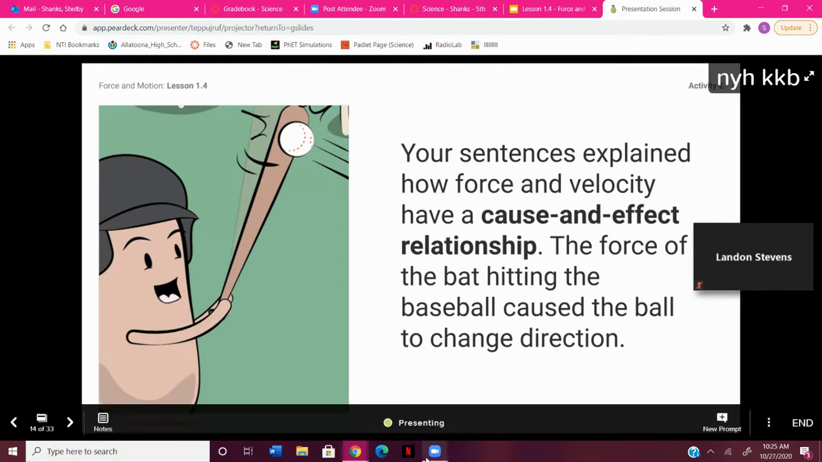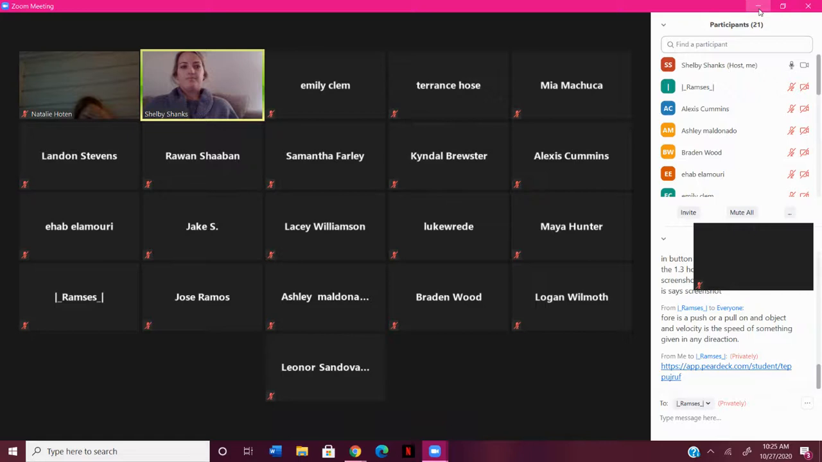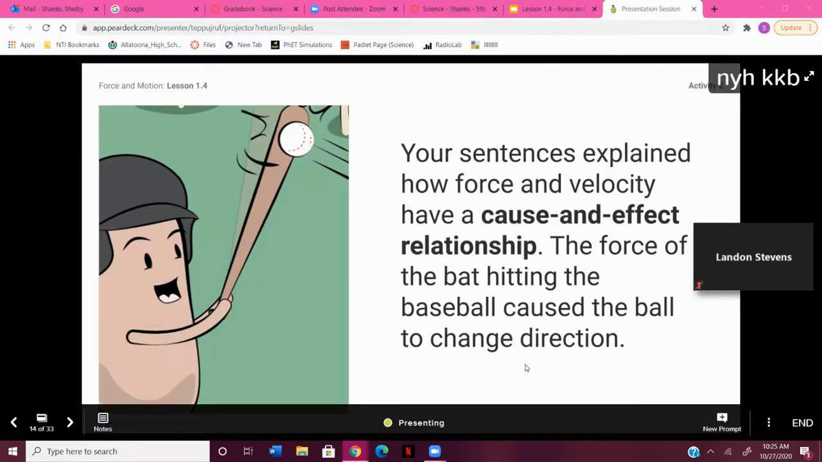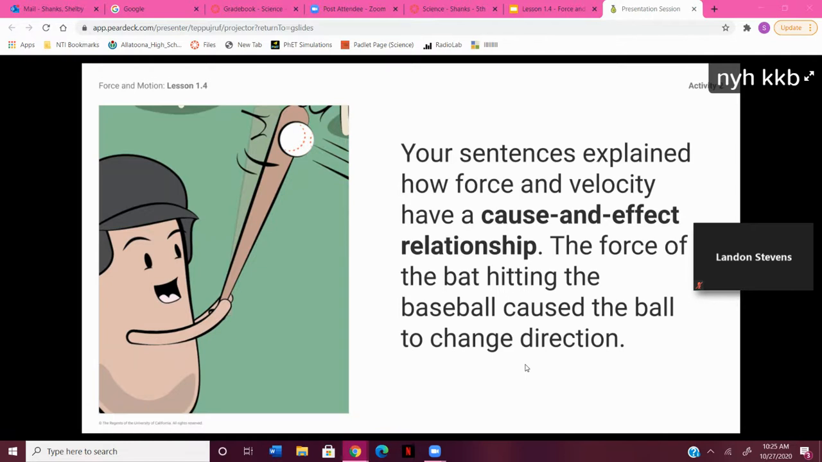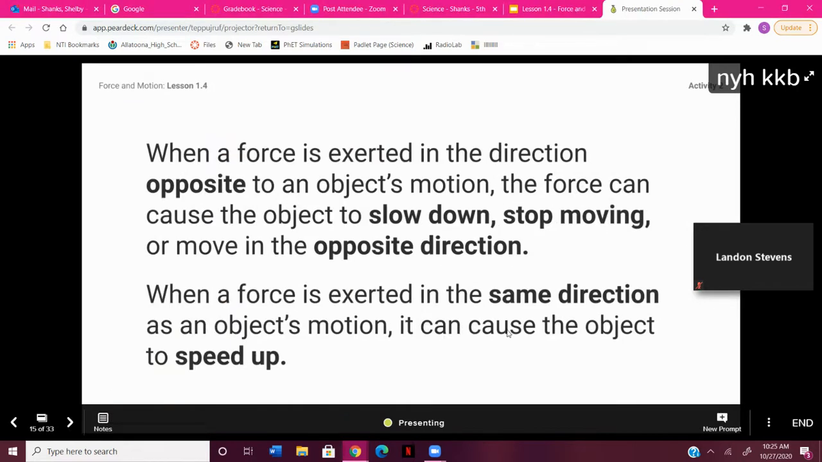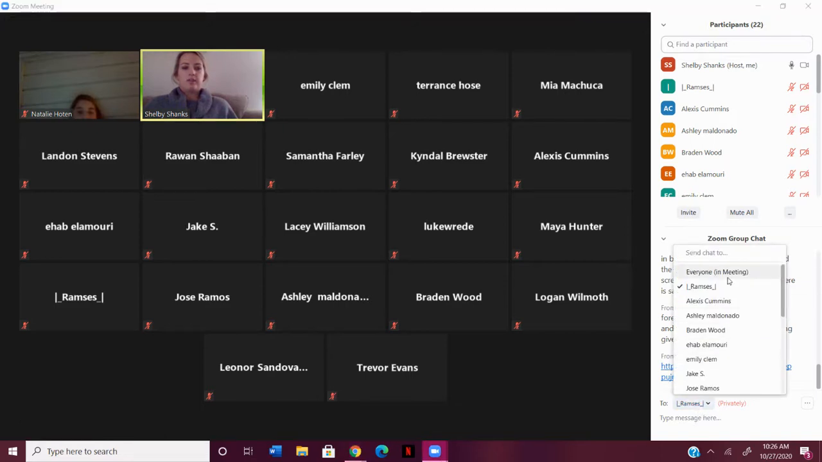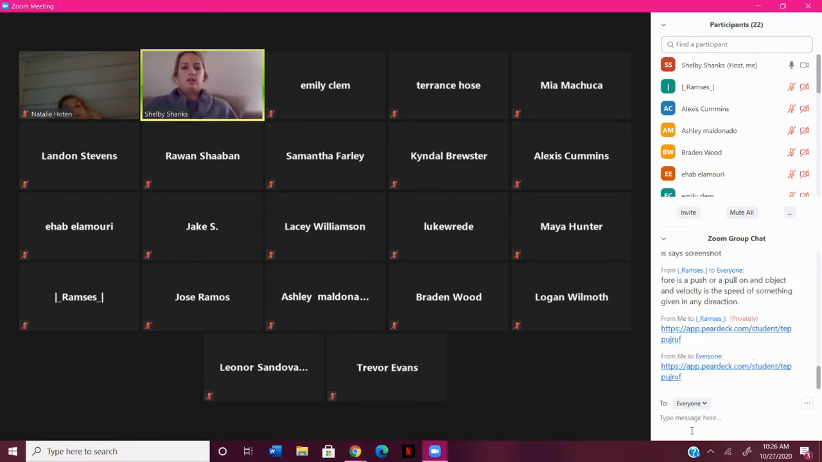And so that's what I kind of talked about before we even started this activity. All right, so the force of the bat hitting the baseball caused the ball to change direction in some sort. It may not have gone straight up the middle, but it did change direction. All right, so when a force is exerted in the direction opposite to an object's motion, the force can cause the object to either slow down, stop moving, or move in the opposite direction. All right, I'm going to post the Pear Deck just in case people don't have it in the chat.